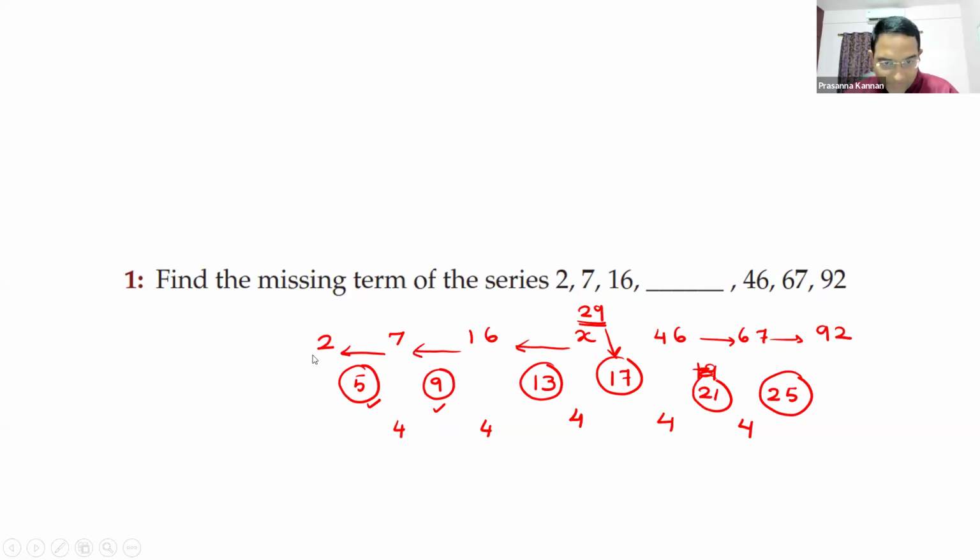Correct? Then after that, 2 plus 5, 7. 7 plus 9, 16. 16 plus 13, 29. 29 plus 17, 46. 46 plus 21, 67. 67 plus 25, 92. So are you able to understand? So what is the missing number? 29, correct?